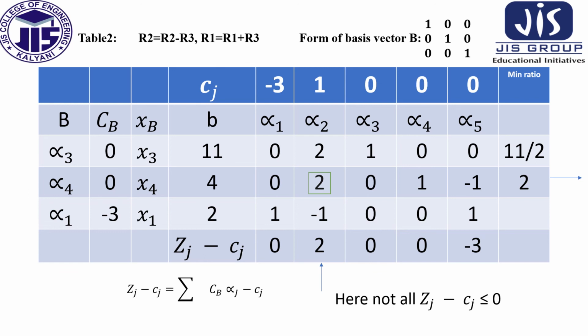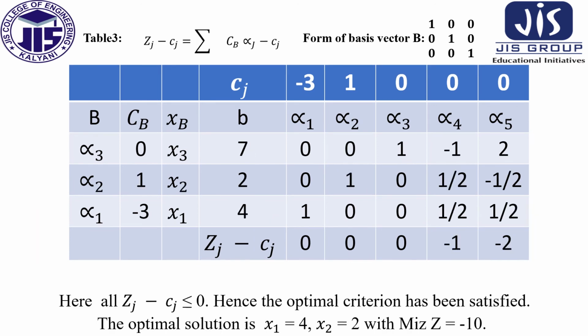The same thing we have to do: we convert the key element into 1 and all the other elements of this alpha 2 column into 0. In such a way we have formulated and we get this modified table. In this modified table we see that zj minus cj values are either negative or 0. So from this table we will be able to get the optimal result.